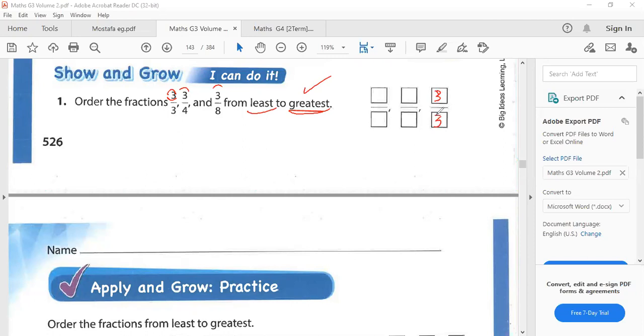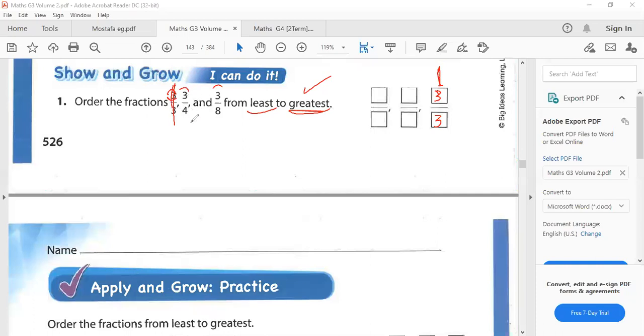And you know that 3 over 3 equals what, Ahmad? 3 over 3 equals 6. No, 3 divided by 3 equals 1. So this is 1. 1 is the greatest among these fractions. So then we have 3 over 4. We finished this one. Let's cancel it with a dash like this.